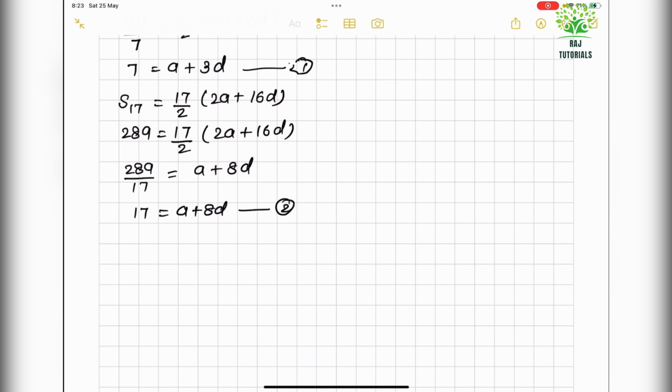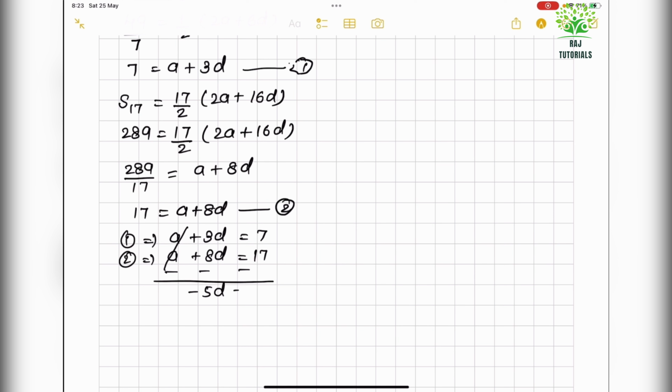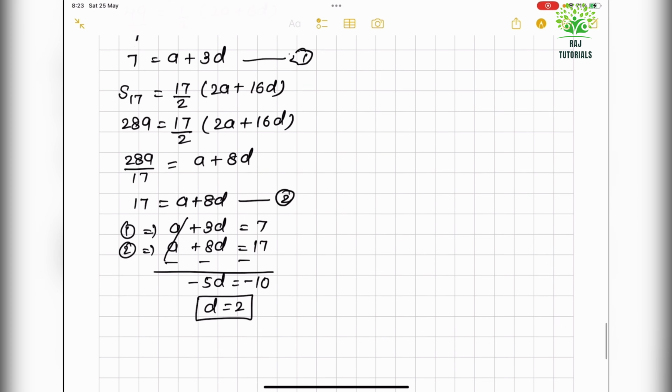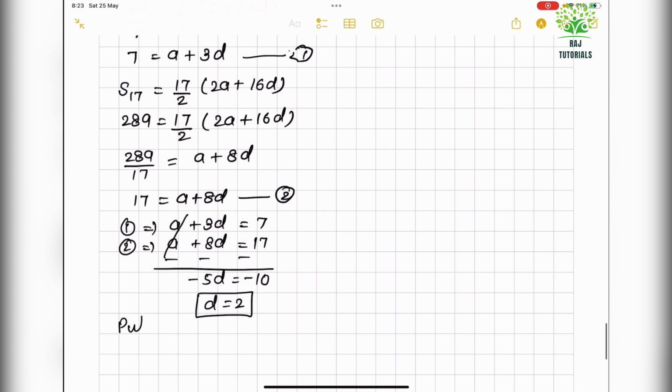Now solving them, that is 1 implies a plus 3d equal to 7. 2 implies a plus 8d equal to 17. So subtracting both, so minus 5d equal to minus 10. So d equal to 2. Now putting value of d in 1. Putting d equal to 2 in 1. 7 equal to a plus 3 into 2. So 7 minus 6 equal to a. So a equal to 1.